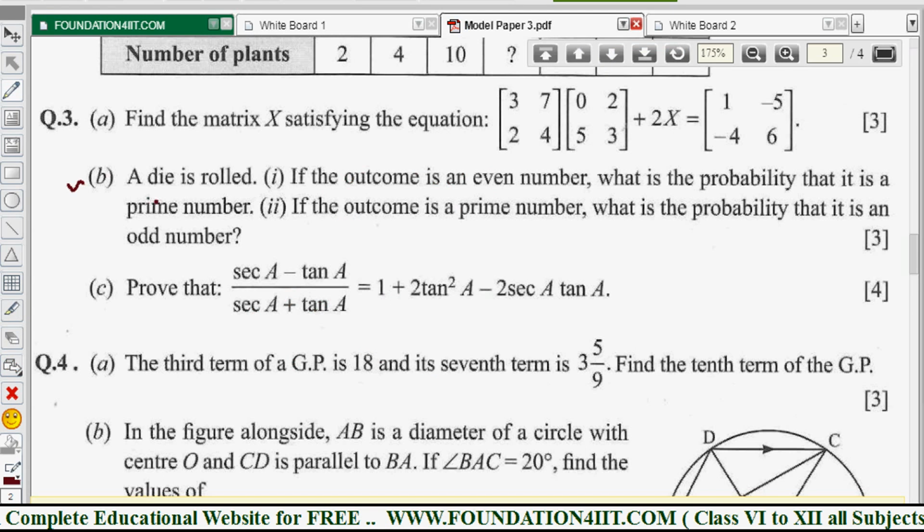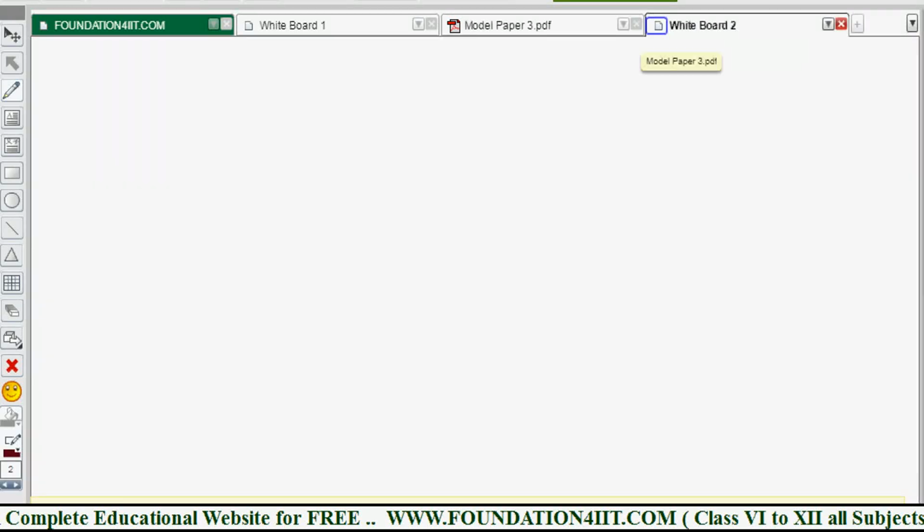The second is from probability. A die is rolled. Generally the die has 6 numbers, 1 2 3 4 5 6. That is the sample space. If the outcome is an even number, what is the probability that it is prime? So the even prime probability. And second, if the outcome is a prime number, what is the probability of odd? So you should find the odd prime probability.